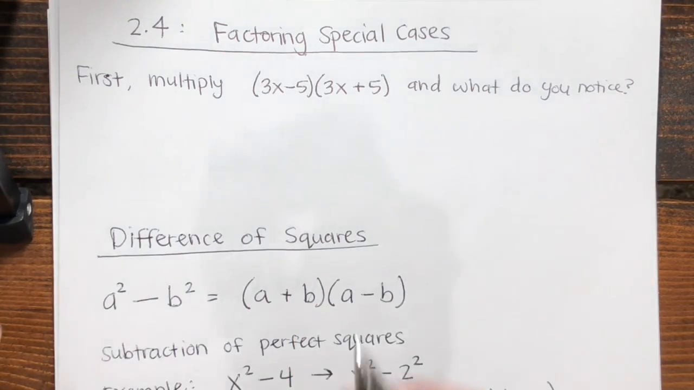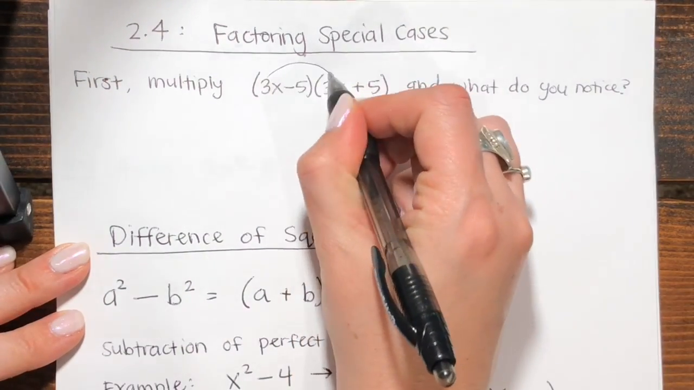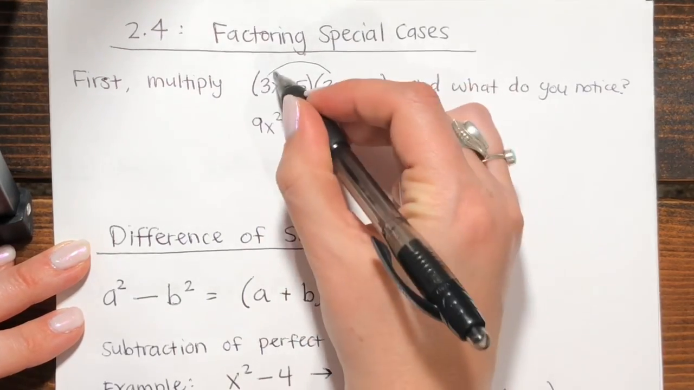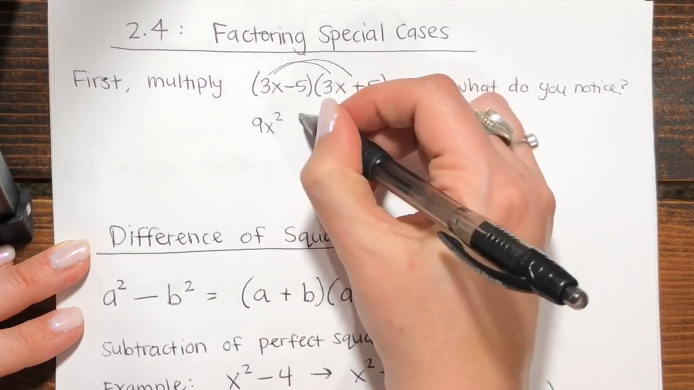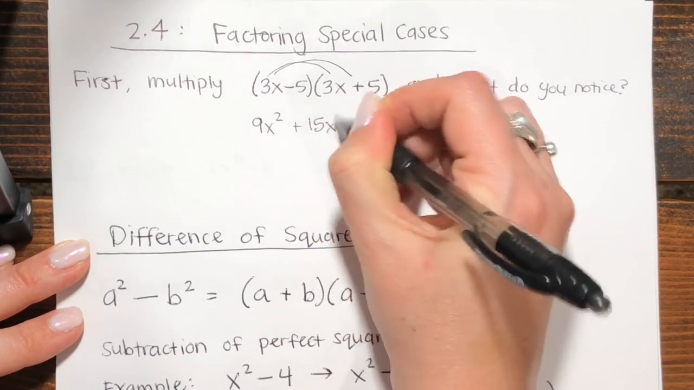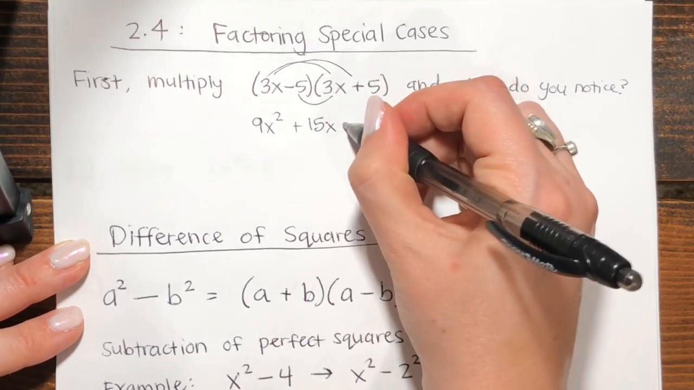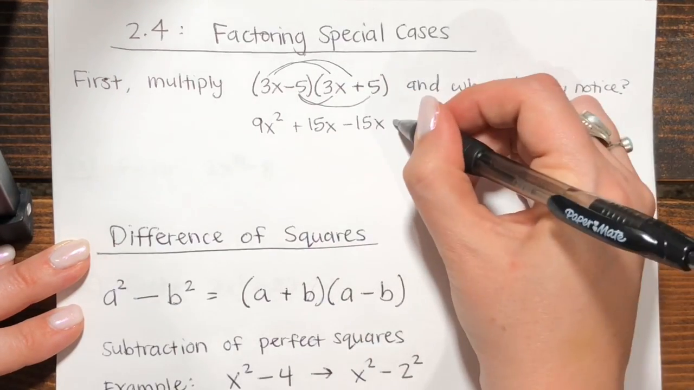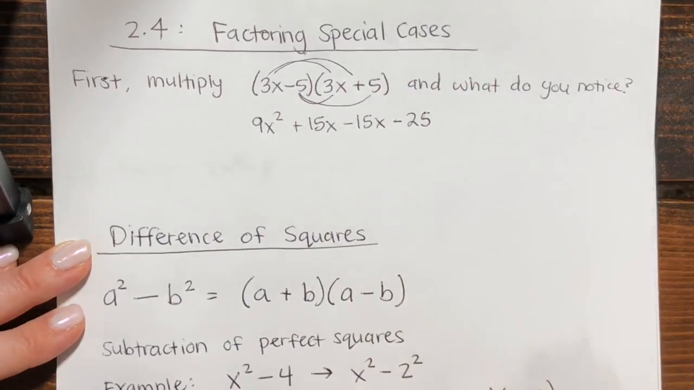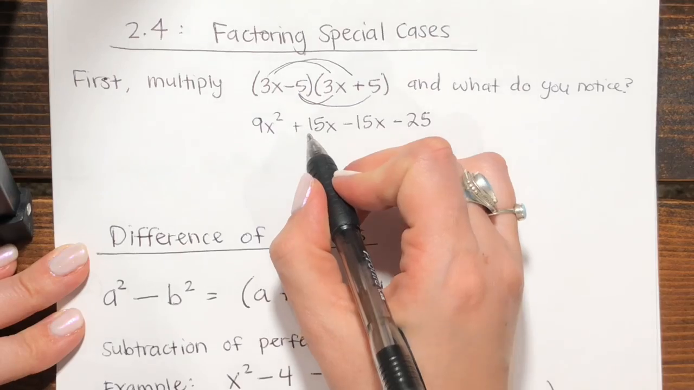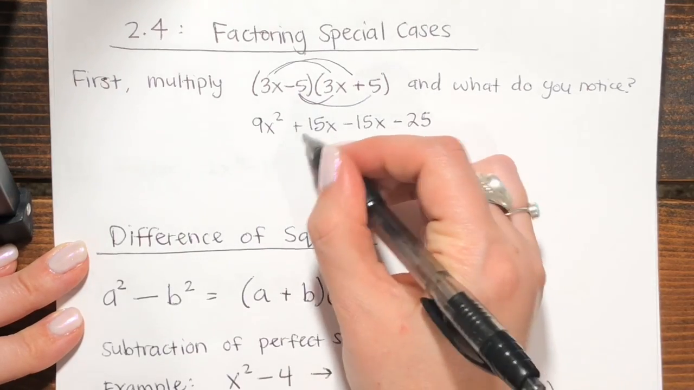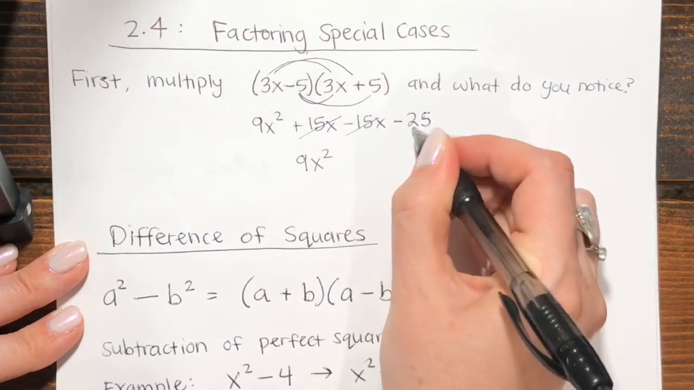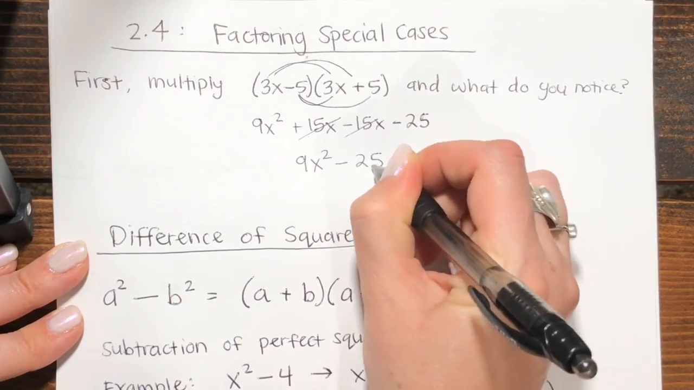So if we multiply these and we FOIL, 3x times 3x gives me 9x squared. 3x times 5 is 15x. But then negative 5 times 3x is a negative 15x. And negative 5 times 5 is negative 25. So what happened here is the plus 15x and the minus 15x cancel with each other, and we're left with just 9x squared minus 25.